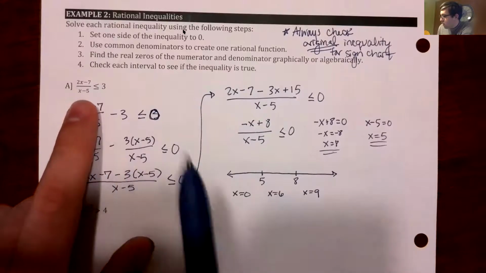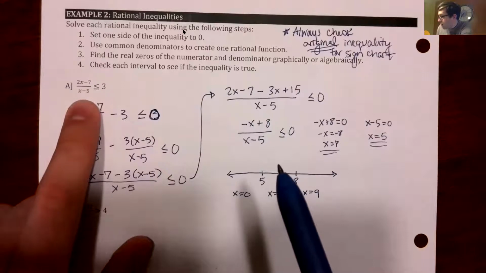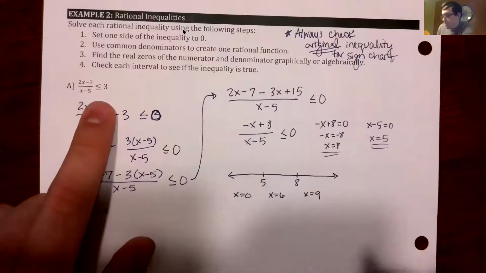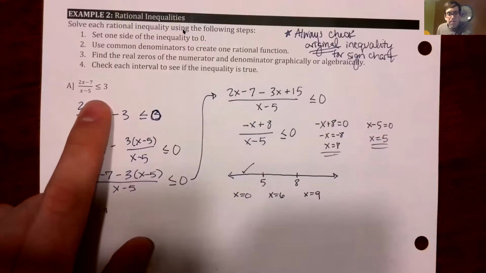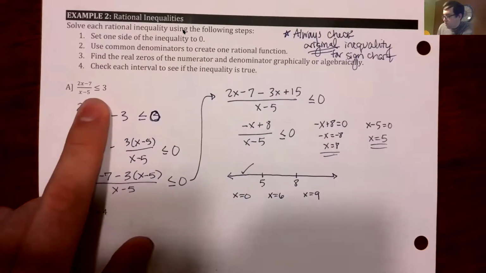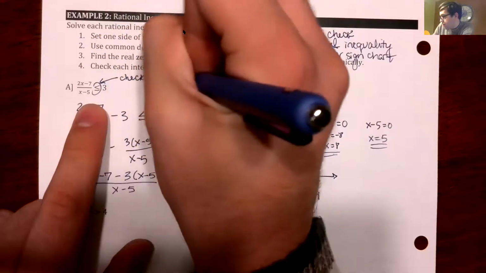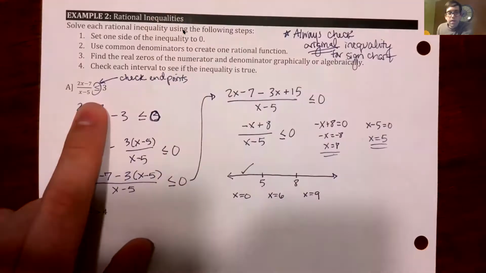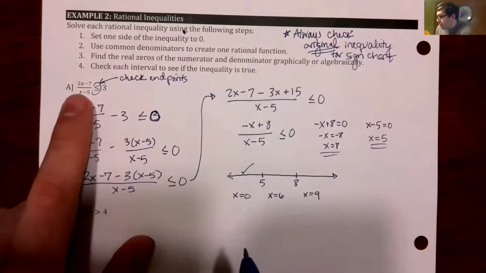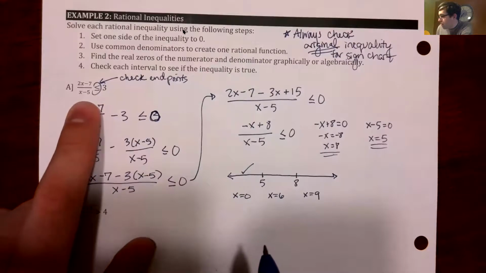So let's plug each one of those in. So if I plug in 0, I'm going to get negative 7 over negative 5. So that's 7/5. And is that less than or equal to 3? Yes, it is. So I'm going to put a check there for that interval. Notice that since this is less than or equal to, we have to check the endpoints. So let's do that. So we have to check the 5. So for 5, what do we got? We got 10 minus 7 is 3 over 5 minus 5.